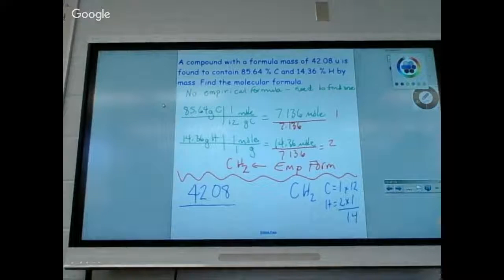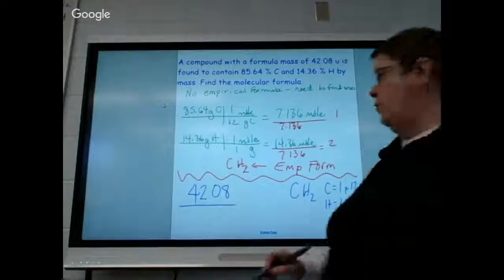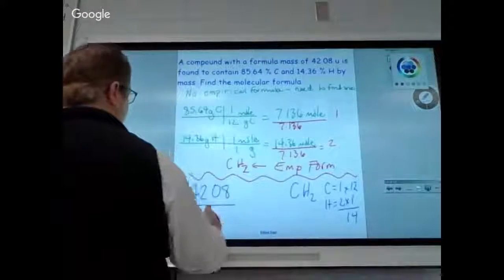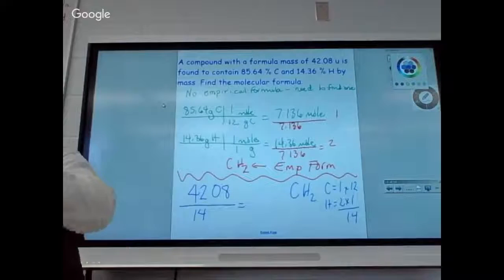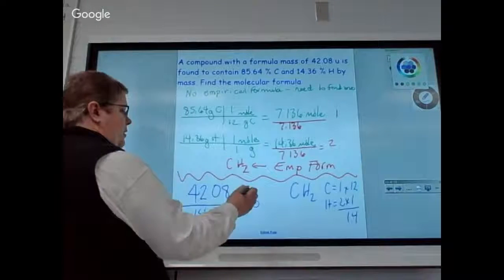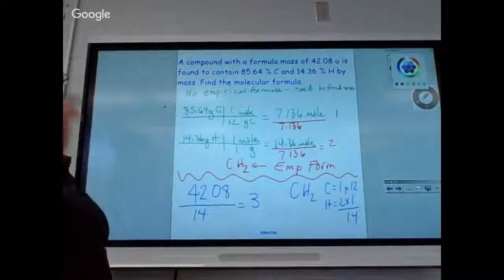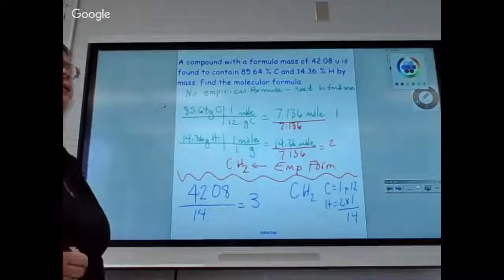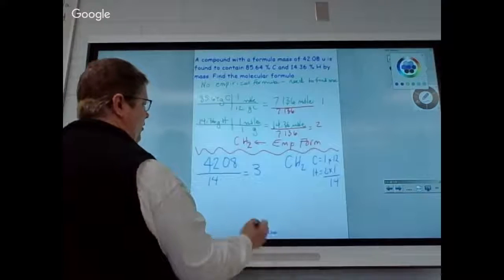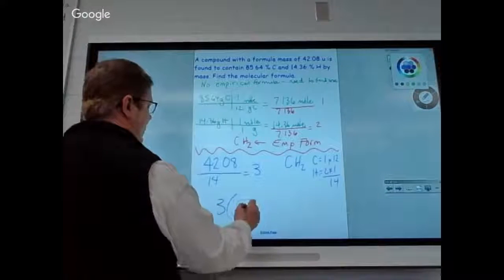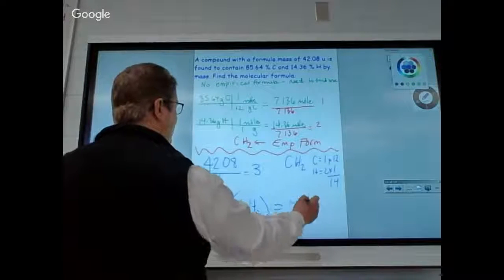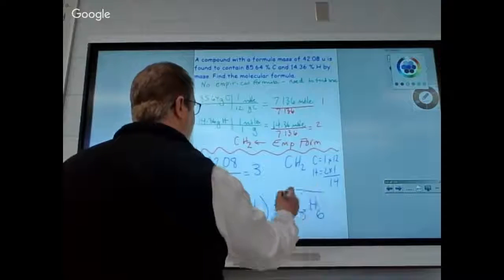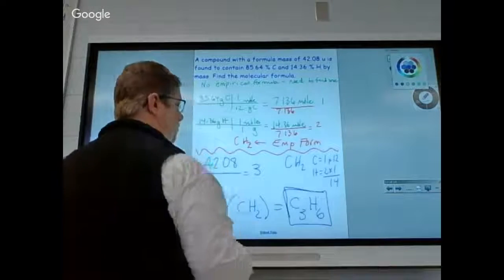So where do I put the 14? Under the 42. So when I divide that, what do I get? 3. I get 3. Now, what does that mean? Y'all multiply CH2 by 3. So 3 times CH2 will give me C3H6. This is my molecular formula.